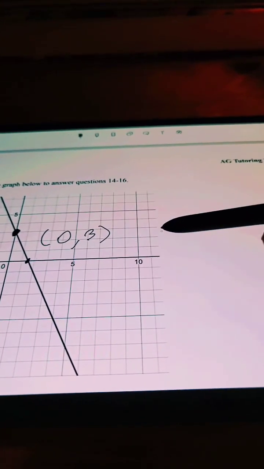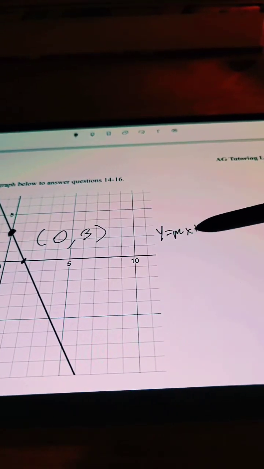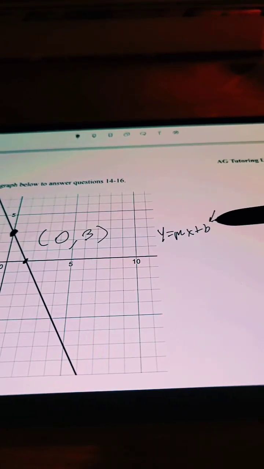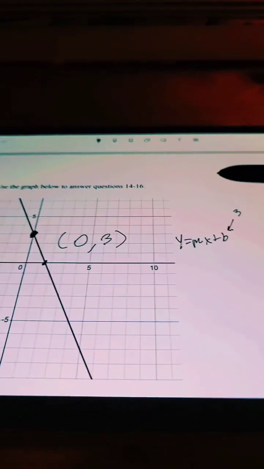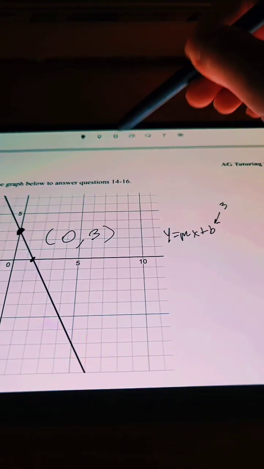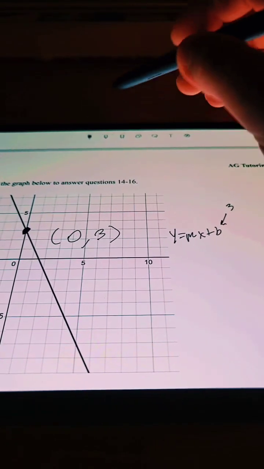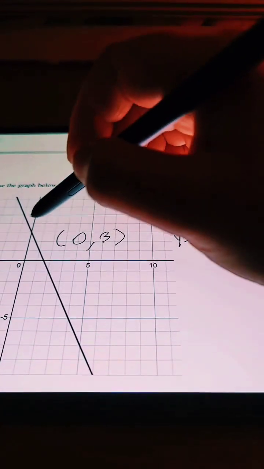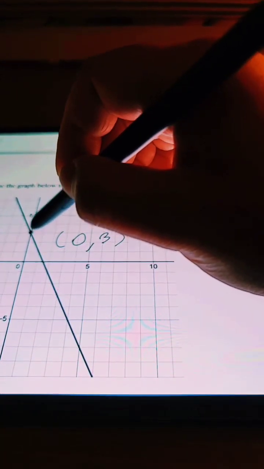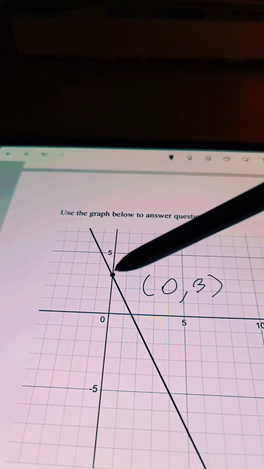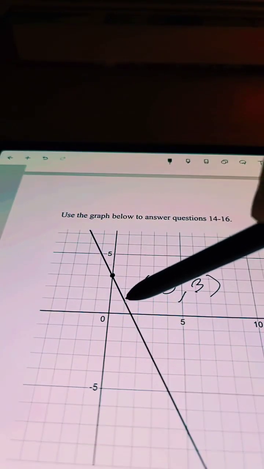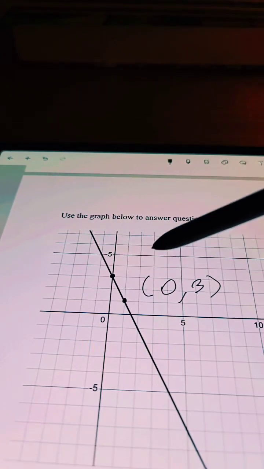So y equals mx plus b. m is your slope, b is your y-intercept. We already know the y-intercept, b, is 3. Now let's figure out our slope. Let's pick 2 perfect corner points to figure out our slope. I'm going to pick a perfect corner point right here, meaning it's right on the corner of a square. And then I'll pick this one right here.